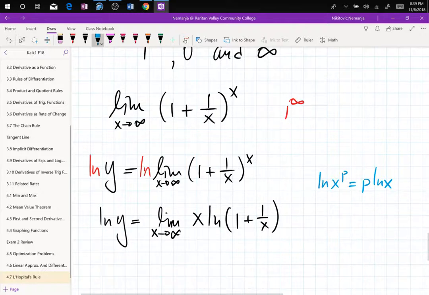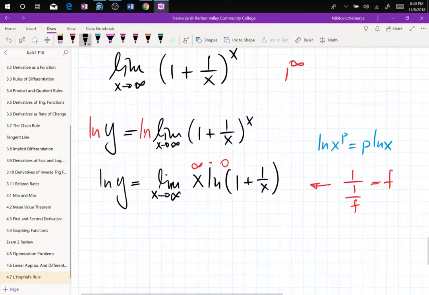Shall we test this? What is x times ln? So x, that's infinity. Okay, let me put a nice infinity over here. And what is 1 over infinity? 0. And what's ln of 1 now? Yeah, there we go. Woohoo! So we transformed our 1 to infinity into infinity times 0. So we use our regular witchcraft, 1 over f, right? Push that x in the denominator.